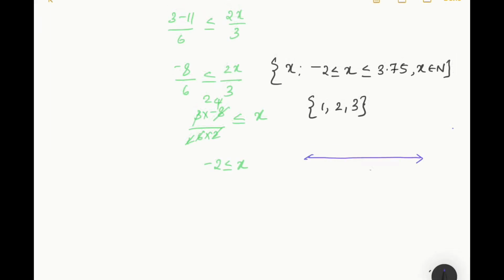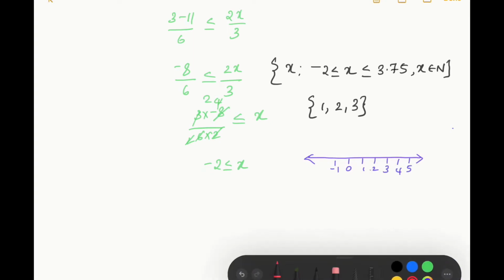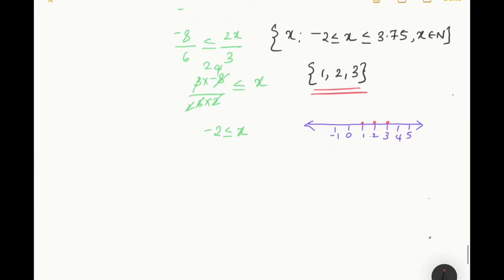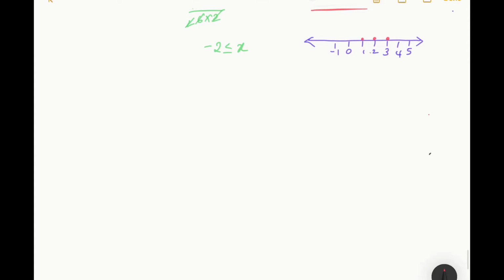You can draw a number line with 0, minus 1, 1, 2, 3, 4, 5, and it belongs to natural numbers, right? x belongs to N, and these are the terms. So you have to just mark it as 3. This is how you represent it on the number line. Now let us do the next question.